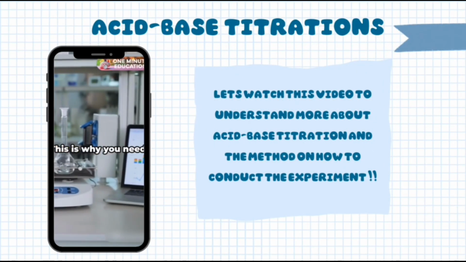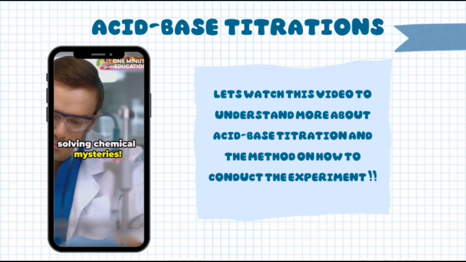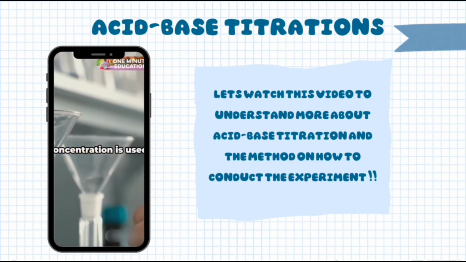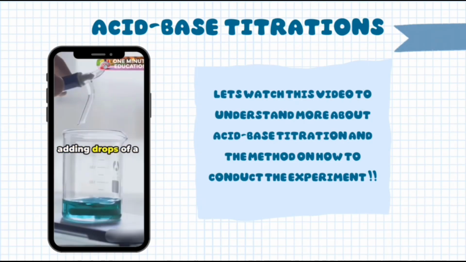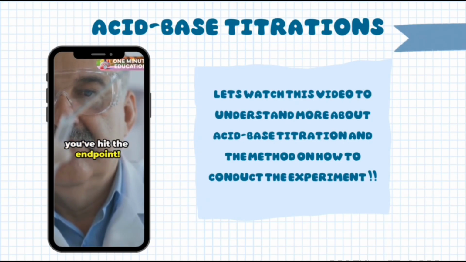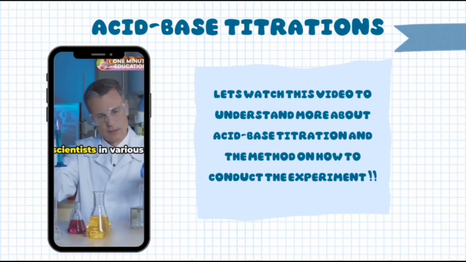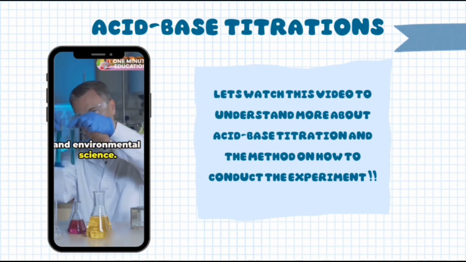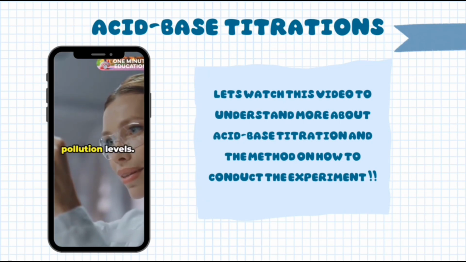This is why you need titration in your science toolkit. It's the key to solving chemical mysteries. Titration is a lab technique where a solution of known concentration is used to determine the concentration of an unknown solution. Imagine you're adding drops of a solution until a color change occurs. That's when you know you've hit the endpoint. Why is this important? Well, titration helps scientists in various fields, like chemistry, biology, and environmental science. They use it to analyze substances, create medications, and monitor pollution levels.